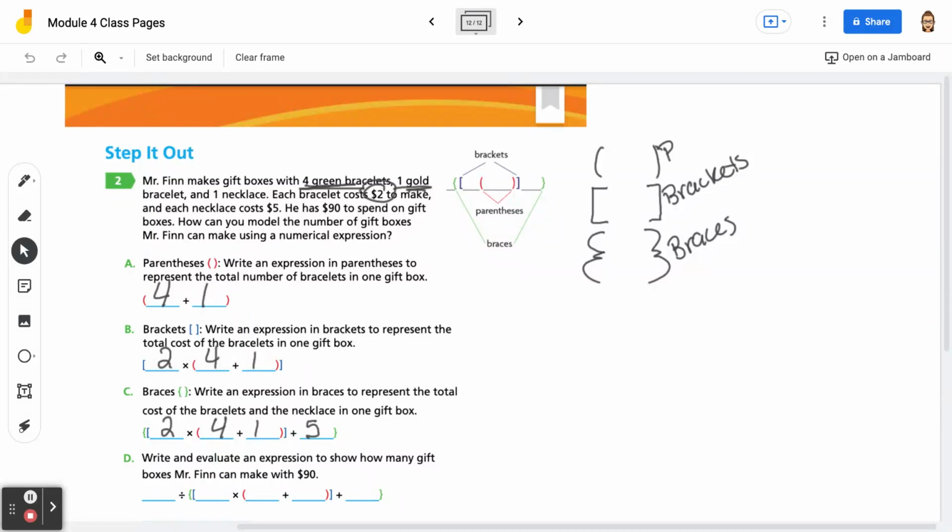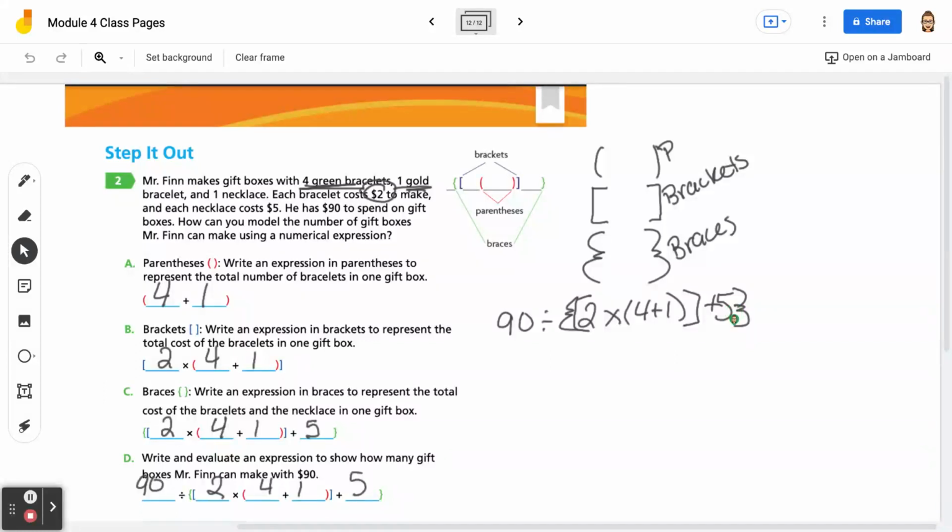Then it says, write and evaluate an expression to show how many gift boxes Mr. Finn can make with $90. So we're going to divide 90 by all of that. So we're going to start and we'll rewrite it here. Then off to the side, we're going to write the whole thing. So we have 90 divided by the quantity 2 times the quantity 4 plus 1 plus 5.